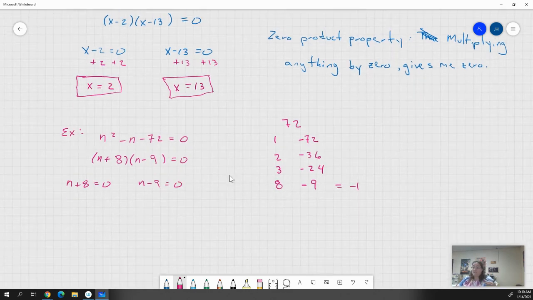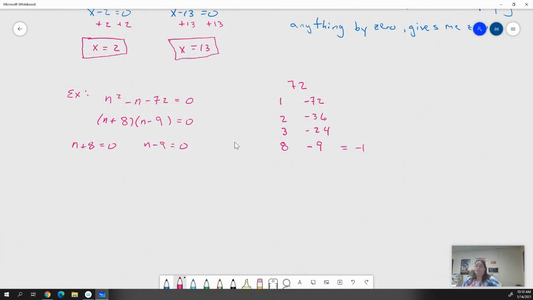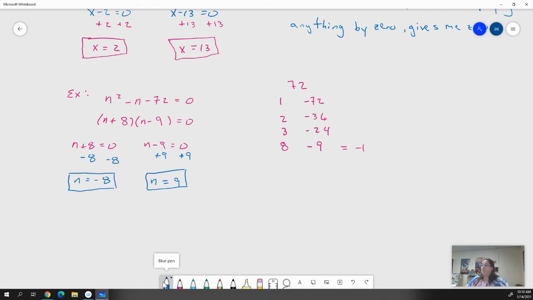Right? So we're only taking this one step further than we had it the other day. So on this side, I'm going to subtract 8, right? Because I have to do the opposite of what's being done to it. And I get n equals negative 8. Here I'm going to add 9 to both sides, because again, we're doing the opposite. And I'm going to get n equals 9. These are my solutions right here that would make the equation equal to 0.